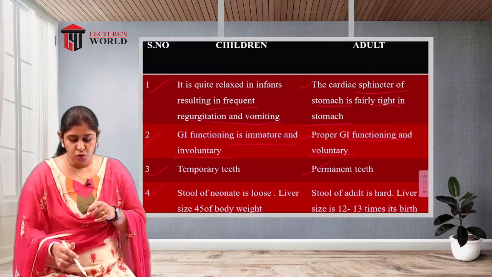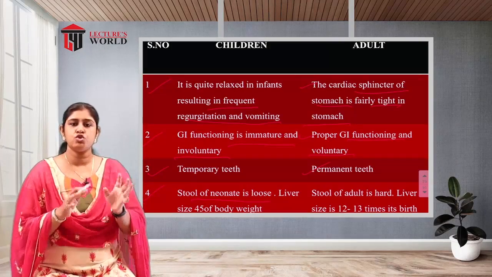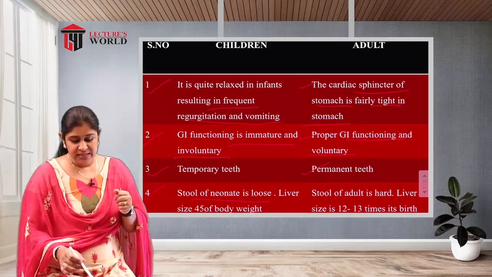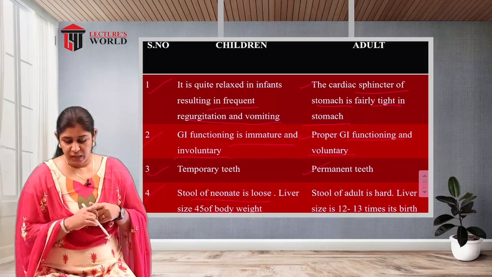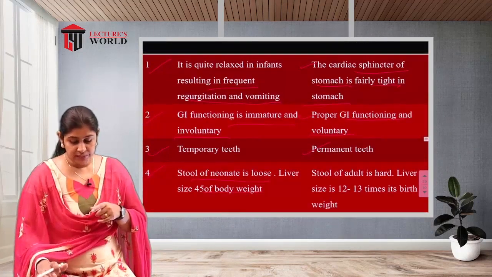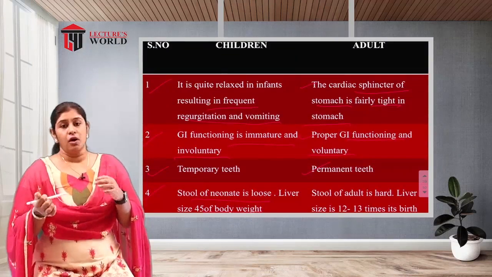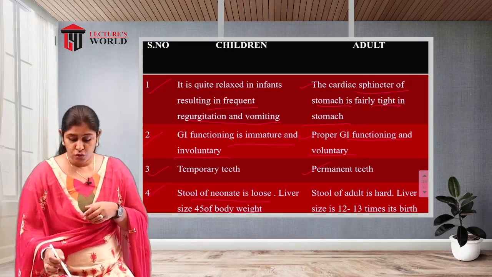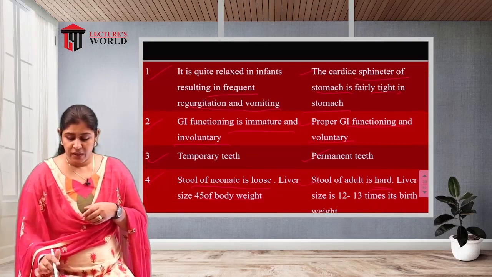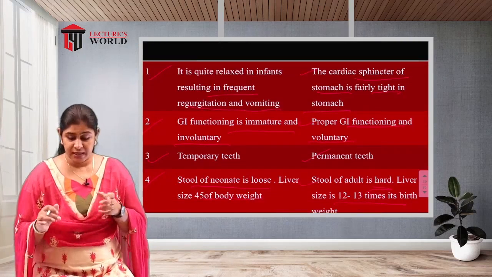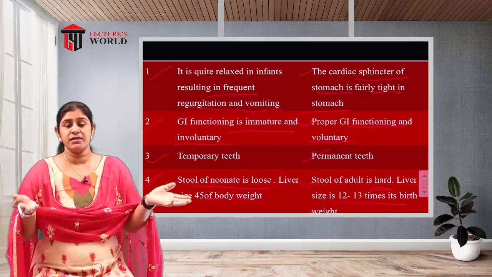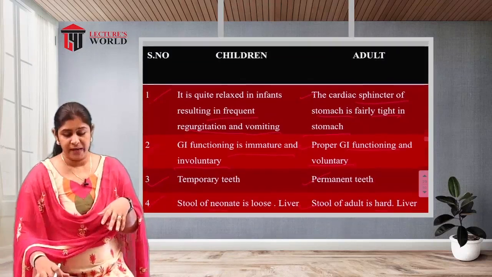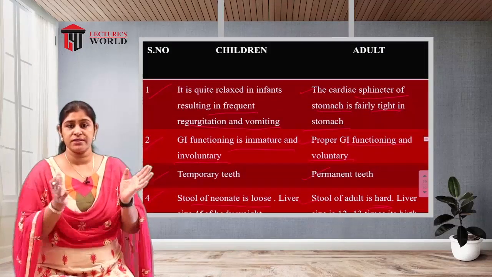The fourth point in children is that the stool of a neonate is loose, very loose. The liver size is 45 grams of their body weight. Whereas in adults, the stool is hard and the liver size is 12 to 13 times its birth weight. So we can say the liver size is 12 to 13 times their birth weight, bigger compared to when the adult was a child.